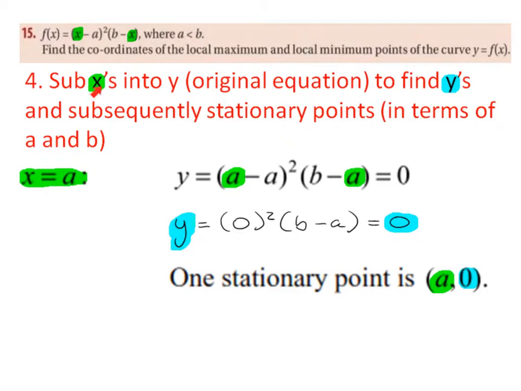Step 4. Sub the x's into y, which is the original equation f of x, to find the y's, and subsequently we will find the stationary points in terms of a and b. So when x is equal to a, we swap each of those x's there highlighted in green for a's, so we get y equals (a minus a) squared times (b minus a), which is equal to 0. So (a minus a) squared is just 0, so 0 squared, and we still have the (b minus a). And anything multiplied by 0 or multiplied by 0 squared is just going to be 0, so y is equal to 0. So one stationary point is (a, 0), an x value of a and a y value of 0. So this is one of our stationary points.